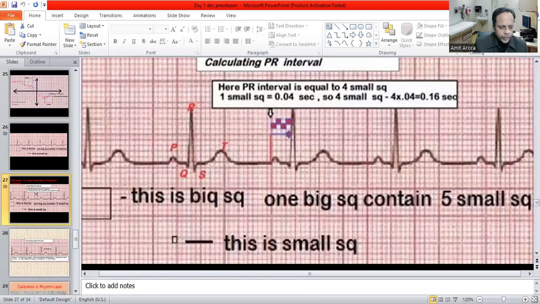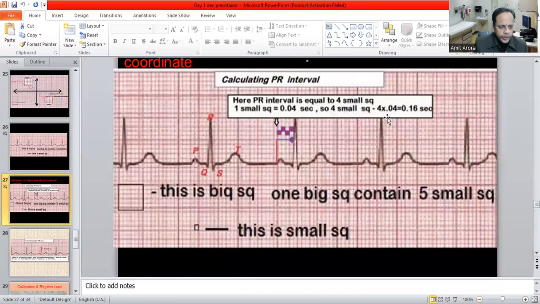So we simply multiply 4 with 0.04. As I told you, the value of a small square in the horizontal coordinate, in terms of time, is 0.04 second. So just multiply the number of squares appearing between the beginning of P to R. 4 multiplied by 0.04 is 0.16 second. Just for remembrance, the normal PR interval is 3 to 5 small squares. Later, as we go to a higher level, we will talk about prolonged or short PR intervals.